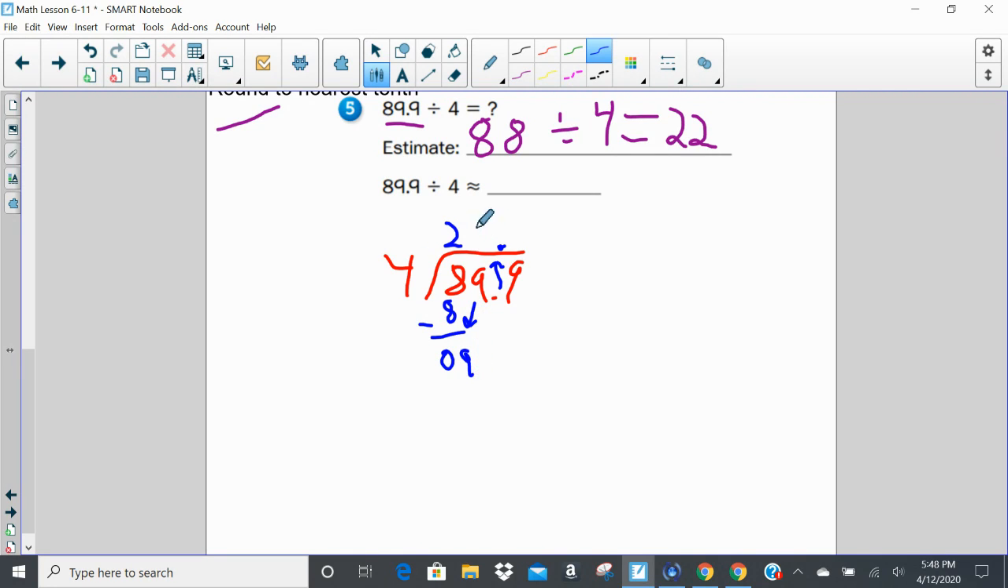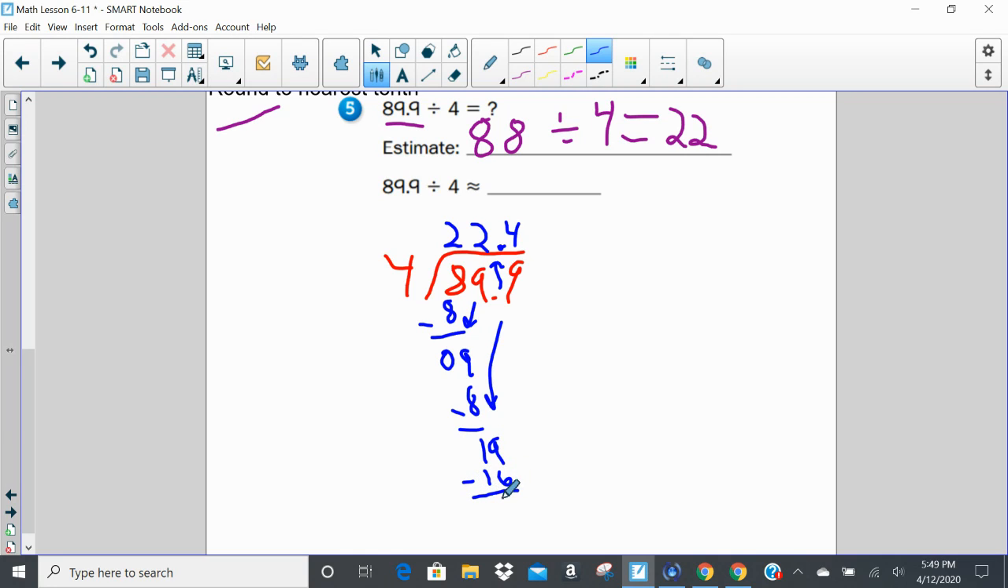How many 4s go into 9? 2 again. 2 times 4 is 8. Subtract, you get 1. Bring down your next other 9. How many 4s go into 19? 4s into 19. That's going to be 4 times. 4 times 4 is 16.